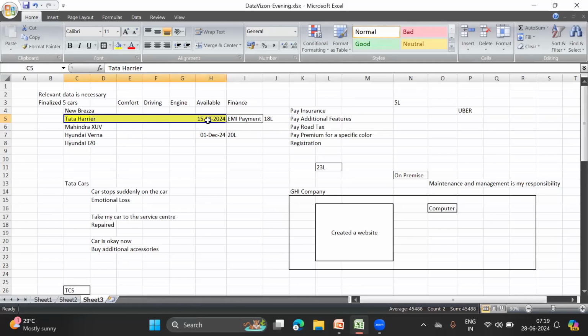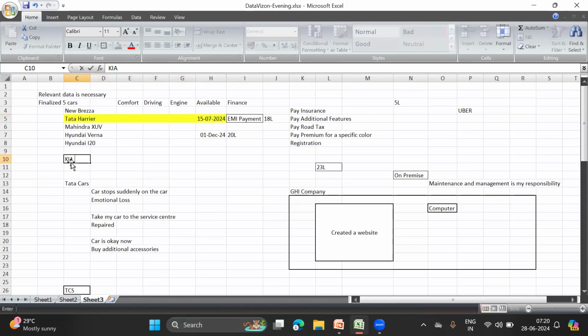I don't know which bigger car is there. If you are not happy with Tata, you will buy a car of a different brand. But if you are happy with Tata, you will buy some big car. For example, if you have a lot of money, then you go with the Kia Carens. That is a very nice car.